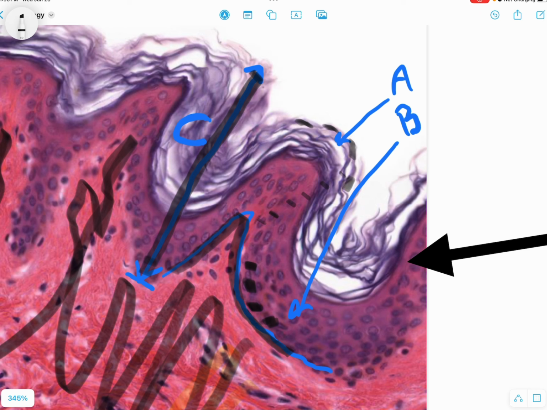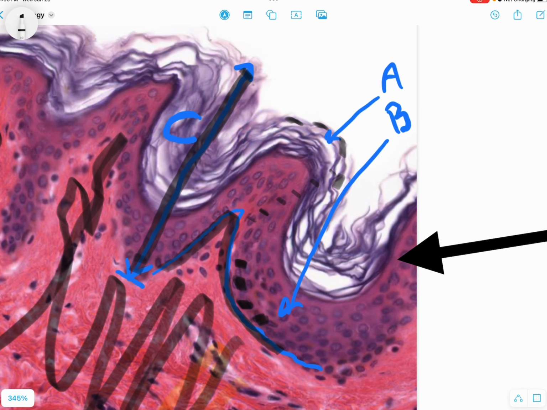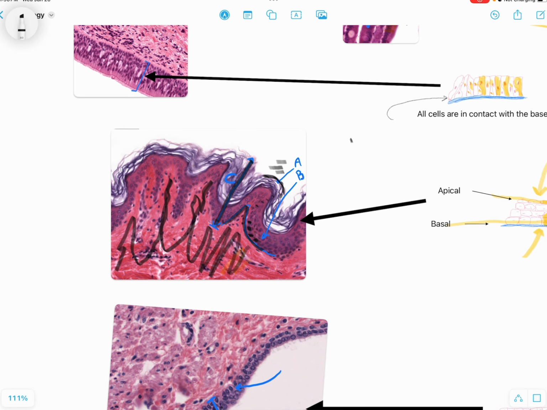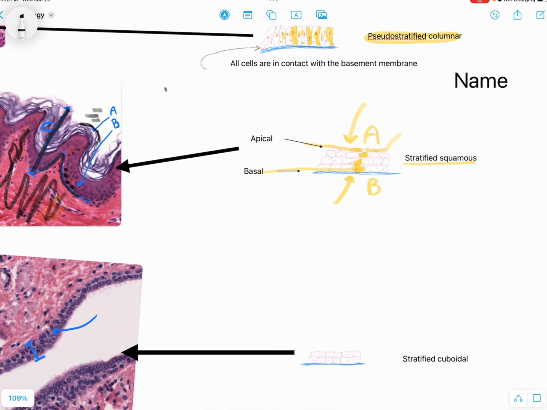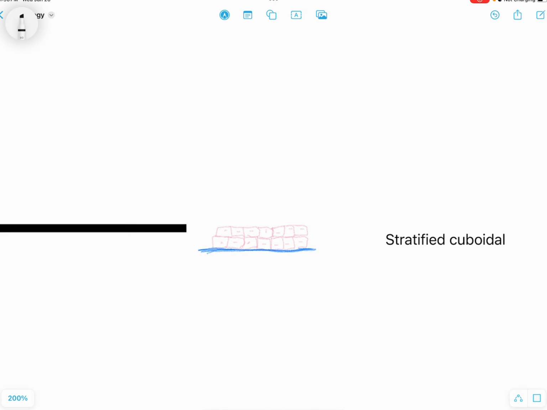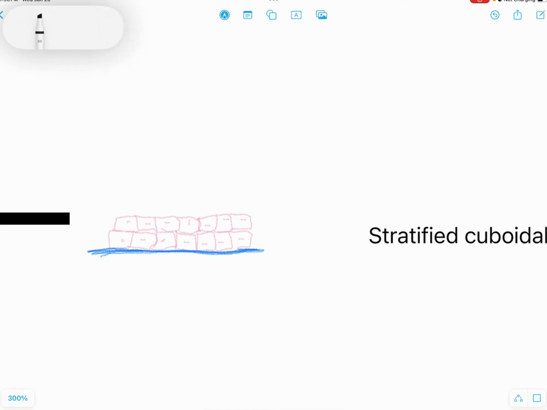Why does it look like this? This is the skin. This is your skin, the outer layer of your skin, your epidermis. And the cells out here on the apical surface are actually dead. So if I was to look at the cells, they would be very flat. They're flattened. They've lost all their organelles. They're full of a protein called keratin, and they're flat. And that's why this tissue will be known as a stratified squamous.